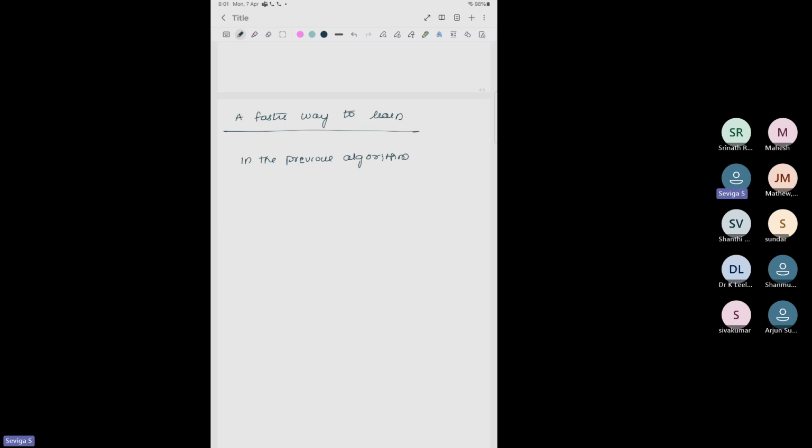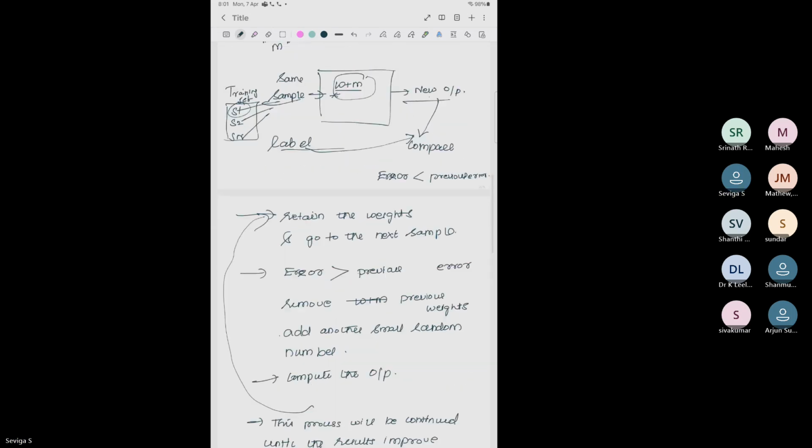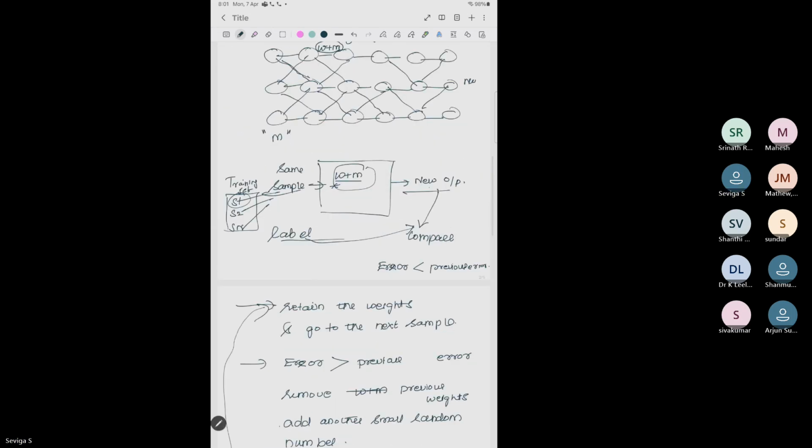So we said here that after adding the weight, we will check it. If it is making a mistake, again we have to change. So again also we are making the same mistake. If you are adding a positive value, next time also you are adding the same positive value. Next time also we are adding the same positive value. So we will never come out of this loop.